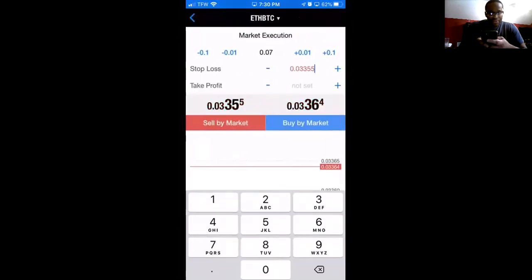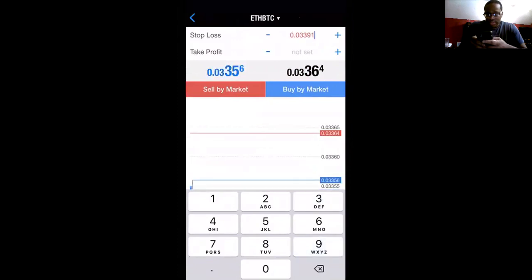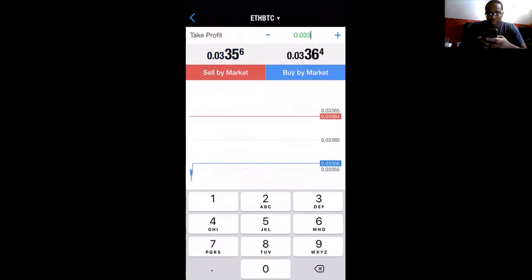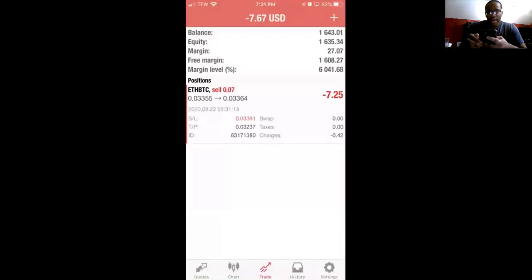And then on the left here, it says the stop loss is 0.03391. Then the take profit I'm going to do is 0.03237. And then it's going to be a sell. So we hit it for a sell, and now I'm in. All right. Now it's having me in negative $7 because of the spread, and because typically when you're trading Bitcoin, it's a lot more units of currency that you are trading.